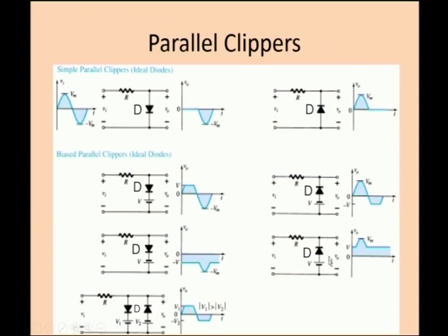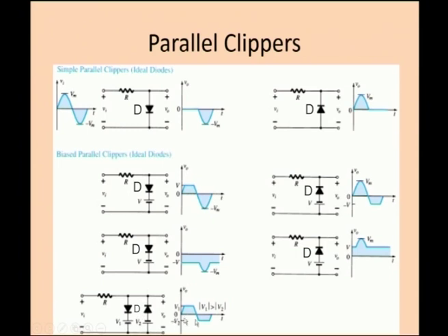We have seen these types of clippers. Now, the parallel clippers with the diode cathode connected to the positive input signal, and the anode grounded. This is the simple parallel clipper, and this is the parallel clipper with the DC supply, and here it is a reversed DC supply. We have seen all these three. If the diode is reversed, you will get a positive clipped parallel clipper, where the positive signal is clipped off.